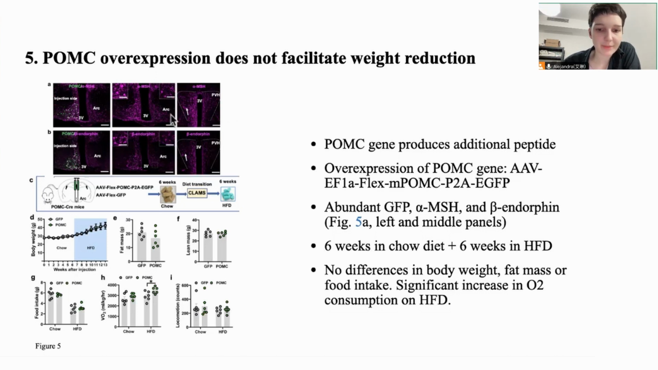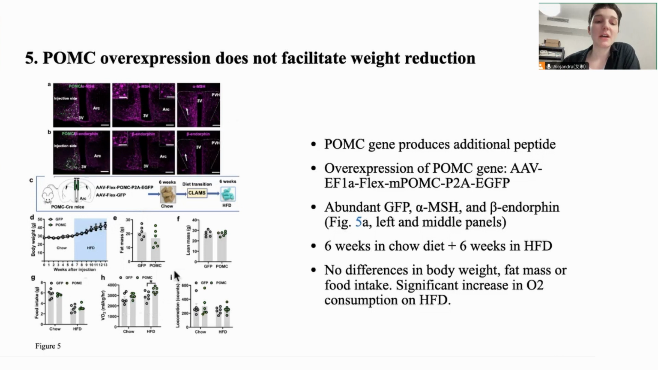They monitored body weight for 6 weeks on a normal chow diet and a subsequent 6 weeks on a half-fat diet, and they found no difference in body weight, fat mass, or food intake, but they saw a significant increase in O2 consumption. Let's find it. Okay, in here, this difference is significant, which might explain the tendency of reduced body weight in POMC overexpressing mice.